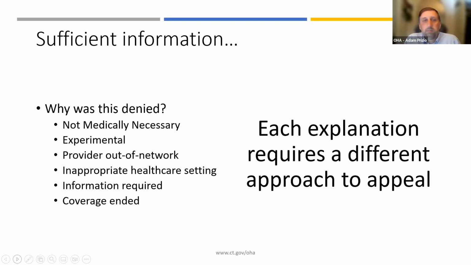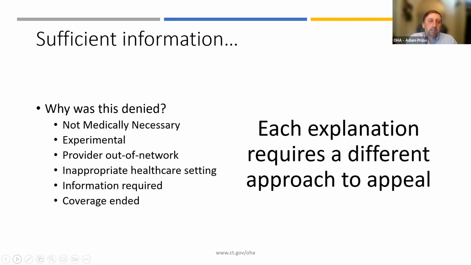Next slide. They have to provide, as I said, sufficient information. So I've included a few of what I think are the common reasons why something was denied. They'll tell you, we don't think this is medically necessary. And what that means is that's a specific term of art for insurance, right? So your doctor may tell you, I think you need to have this done. And your insurance company may say, we don't think that's medically necessary, which doesn't mean you shouldn't do it. It just means we're not going to pay for it.